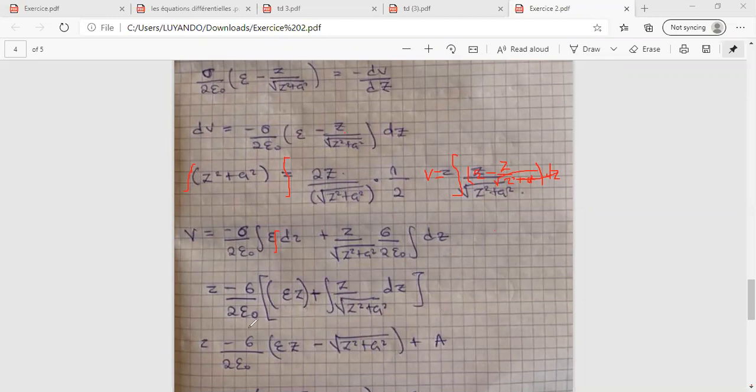So my final answer is going to be equal to my constant, which is a Greek constant. I'm going to have the constant over 2 pi epsilon 0, times ez minus the square root of z squared plus a squared, plus a constant a. That will be my potential.